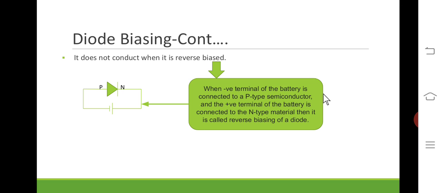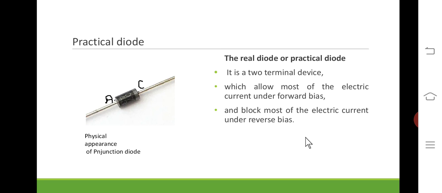Here I have written the same thing that I have explained now, that is, the negative terminal of the battery is connected to the p-type semiconductor and the positive terminal of the battery is connected to the n-type semiconductor, then it is called the reverse bias. Okay, let us hope all of you understood what is meant by the forward bias and the reverse bias.